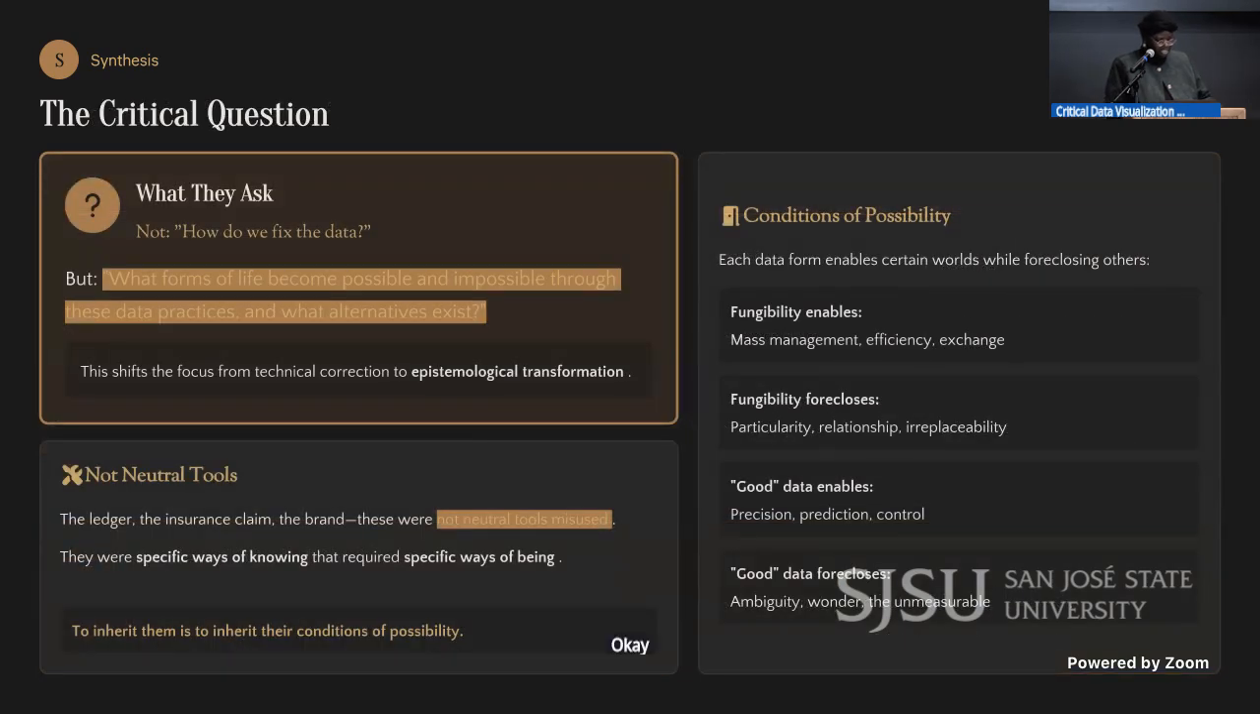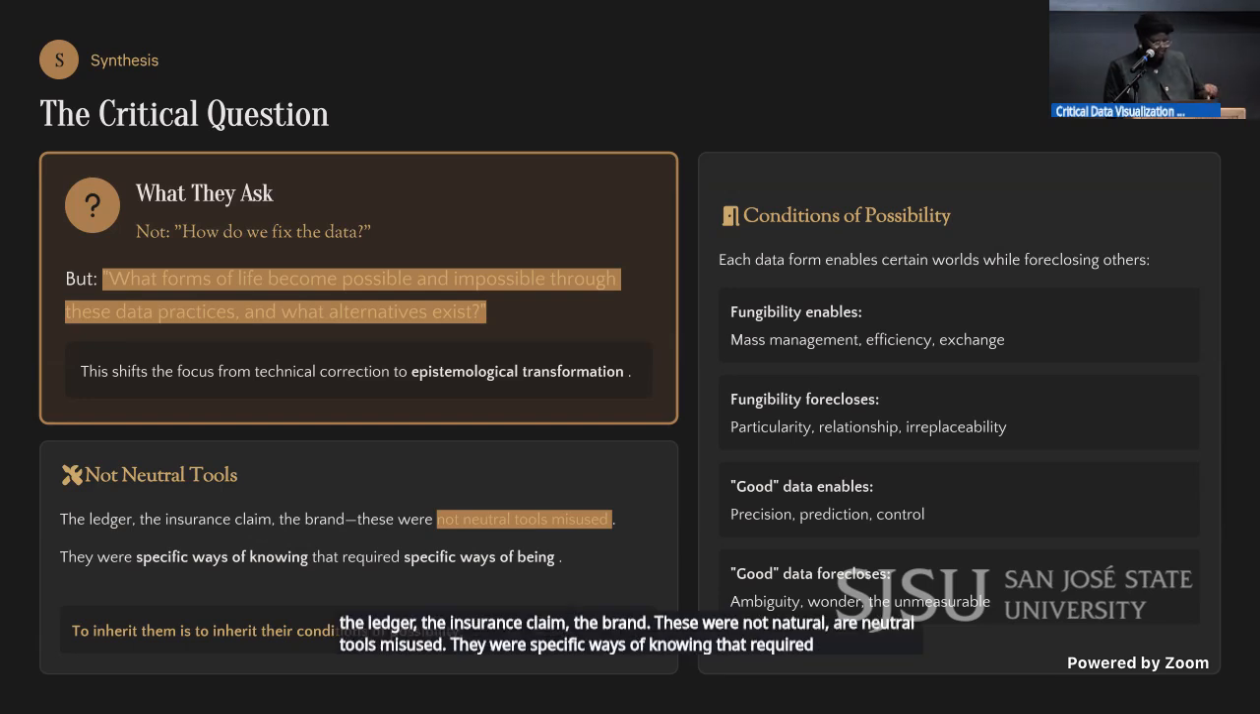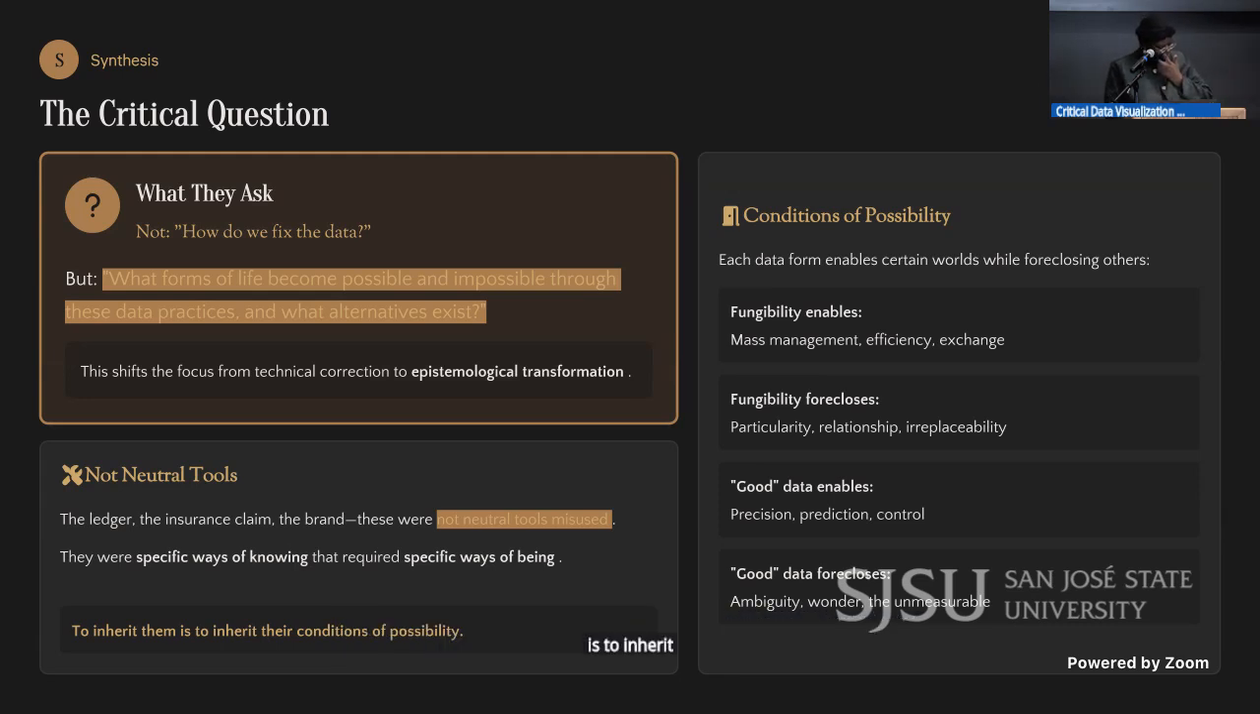Okay. These scholars do not ask, how do we fix the data? They do not ask, how do we remove bias from inherited systems? They ask, what forms of life become possible and impossible through these data practices, and what alternatives exist? This shifts the focus from technical correction to epistemological transformation. The ledger, the insurance claim, the brand, these were not natural or neutral tools misused. They were specific ways of knowing that required specific ways of being. To inherit them is to inherit their conditions of possibility.